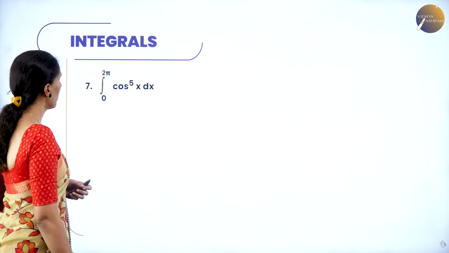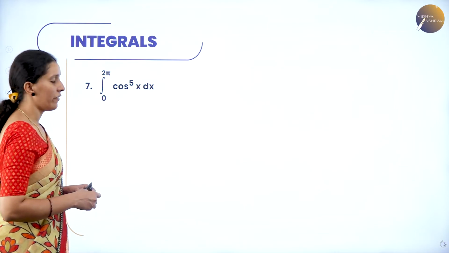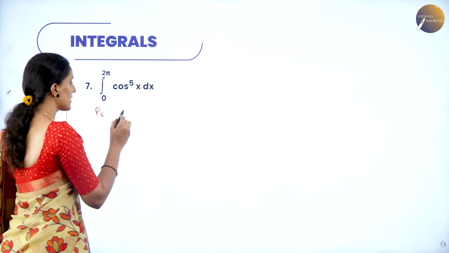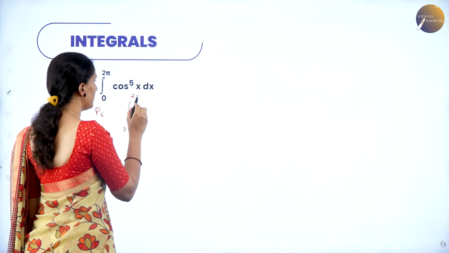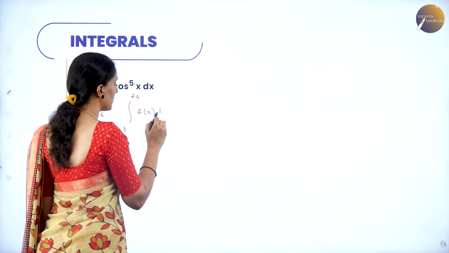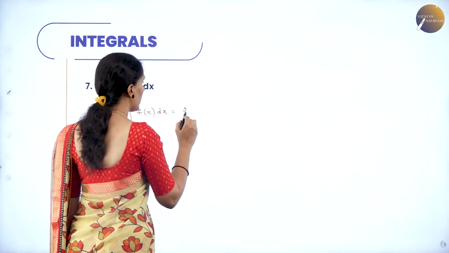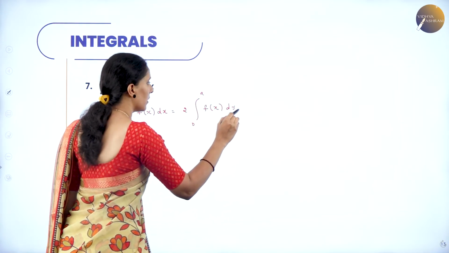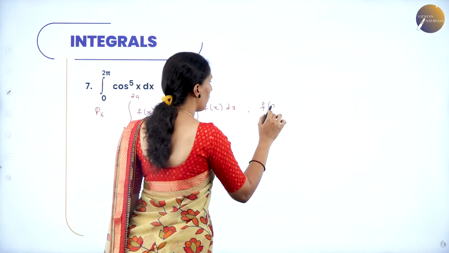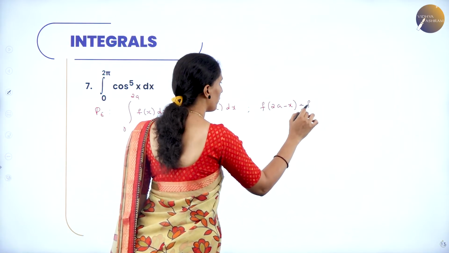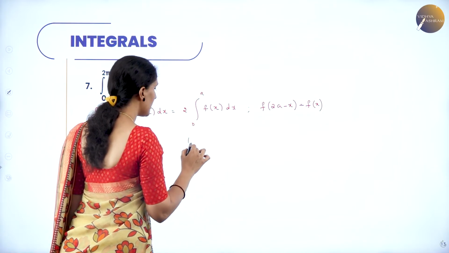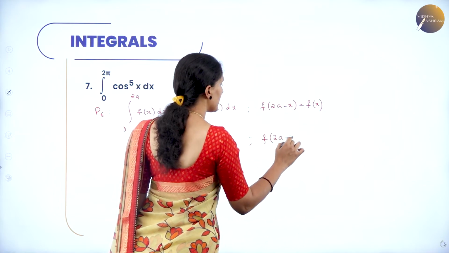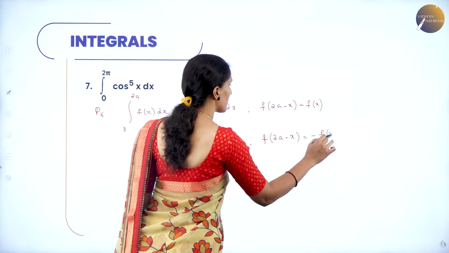Next question: integral from 0 to 2 pi of cos^5 x dx. From property number 6, what does it say? The integral from 0 to 2a of f(x) dx can be written as 2 times the integral from 0 to a of f(x) dx, when f(2a - x) is equal to f(x). And it is taken as 0 if f(2a - x) is equal to minus f(x).